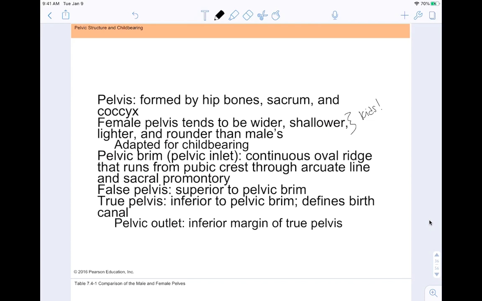Okay. So we're going to talk about the pelvic brim, which is also the pelvic inlet. It's a continuous oval ridge that runs from the pubic crest through the arcuate line and the sacral promontory. This word gets me every time. This is like tongue twisters for me. Then you have something called the false pelvis and the true pelvis. The false pelvis is going to be superior to the pelvic brim. And you have the true pelvis, which is going to be inferior to the pelvic brim. And this actually defines the birth canal. Okay, and then you have the pelvic outlet, which is the inferior margin of the true pelvis.